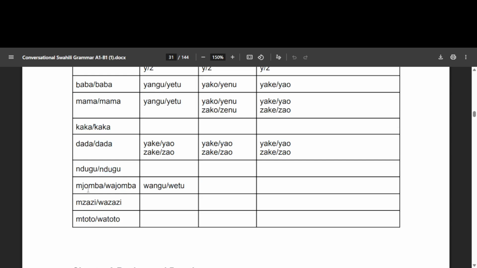But we have mjomba, then wajomba. Mjomba singular, wajomba plural, mzazi singular, wazazi plural, mtoto singular, watoto plural. You can see these are the family members that change between plural and singular, and these will take the typical M and WA, singular form M, plural form WA.